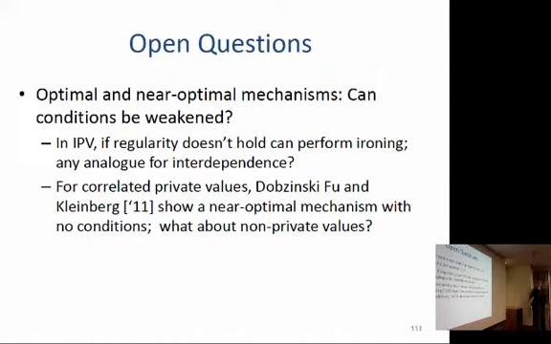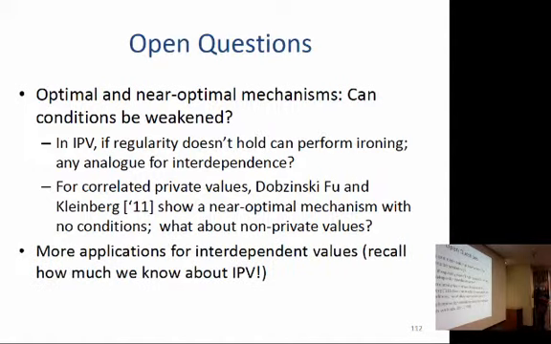Also, there's the question I mentioned: for just correlated values without the full interdependence, there's a really cool approximation mechanism that works without any assumptions. So can we develop something like this for interdependent values, or even take a few assumptions but weaker?